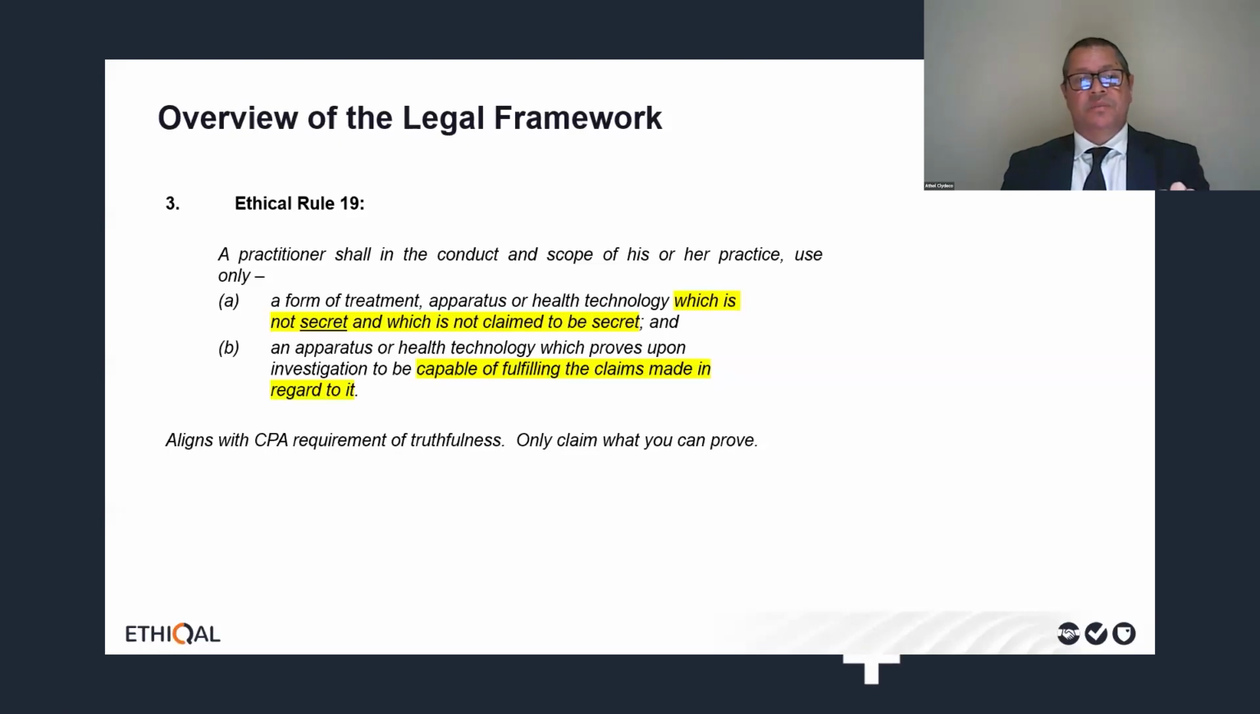And here it comes through expressly in Ethical Rule 19B. If you are going to advise a patient or the public or the market that there's a particular technology or apparatus which you use, which can fulfill a particular purpose or do something, then you must be able to demonstrate that it can do what you say it can. And again, that is perfectly in alignment with the CPA requirement of truthfulness. So the rule to take away here is only claim that which you can prove.